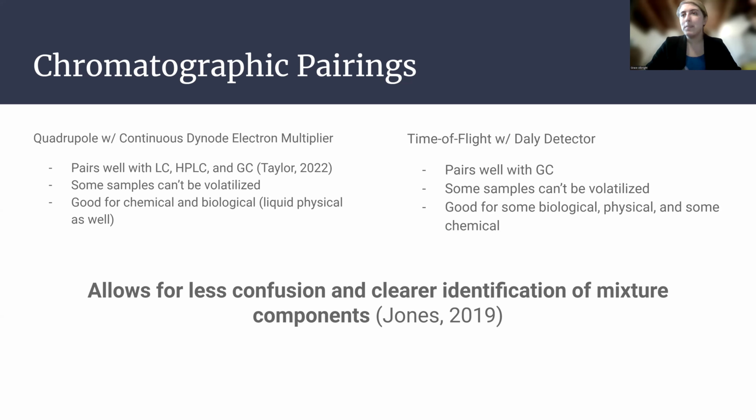Now that we know about these mass analyzers and the detectors, what types of chromatography go well with these mass analyzers and detectors? Starting with the quadrupole and the continuous dynode electron multiplier, this one pairs well, according to Taylor, with all types of chromatography, so LC, HPLC, and GC. Now, depending on the sample, though, this will determine what type of chromatography can be used. So if the sample can't be volatilized, then it won't be used with GC.